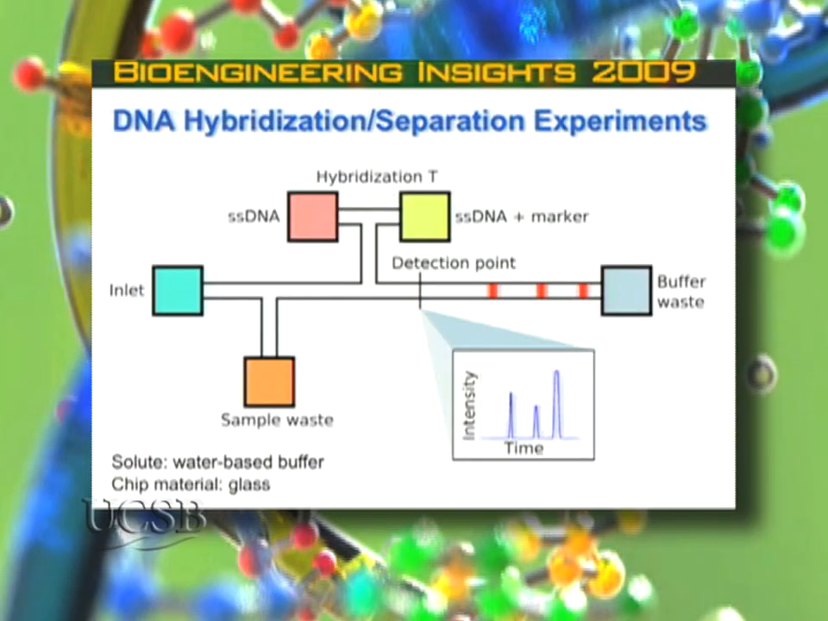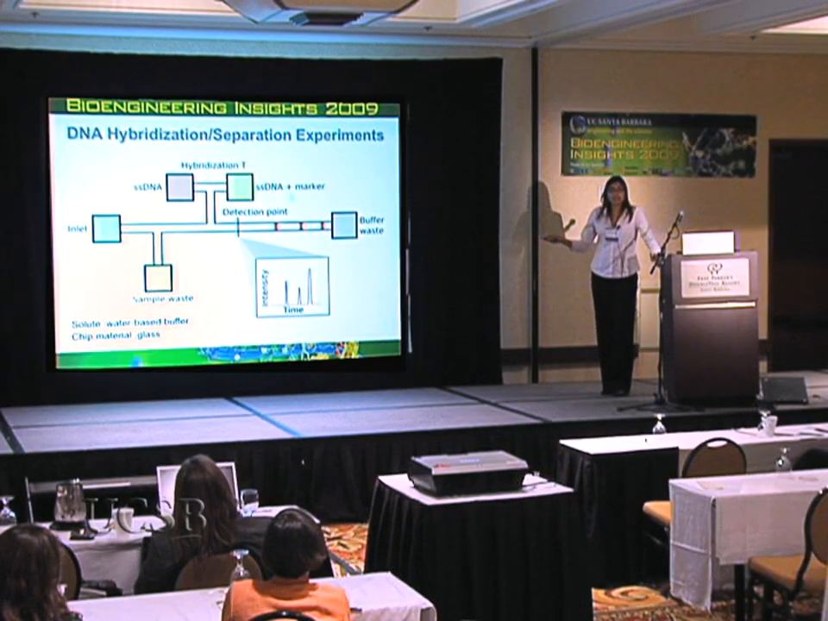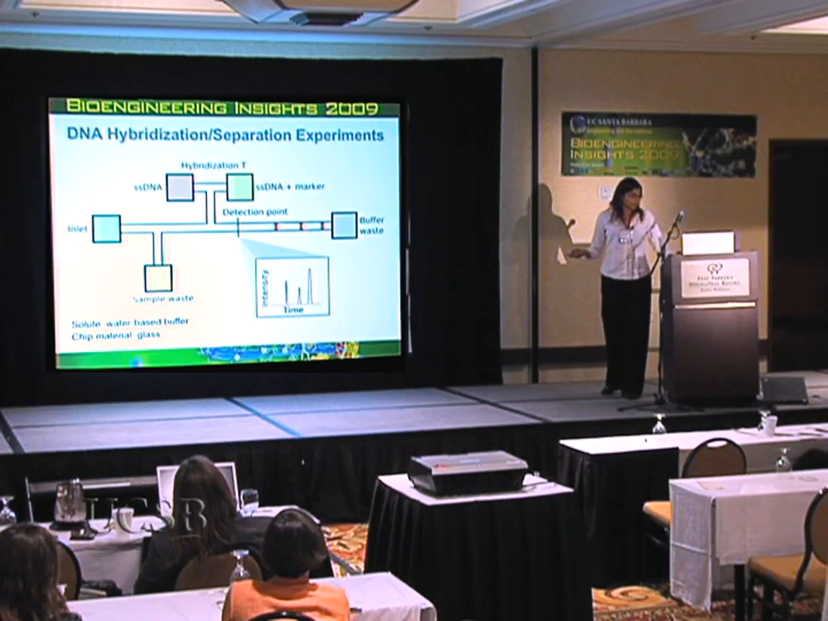The first one, the most impressive, is DNA hybridization and separation. So what we're doing here is exactly what you saw in the movie. We have a single strand of DNA on one side, another single strand of DNA that's an exact complement with a fluorophore on the other side. We drive it from top to bottom, we inject it from left to right, and we have a detection point where we see peaks come out of the fluorescent tags.